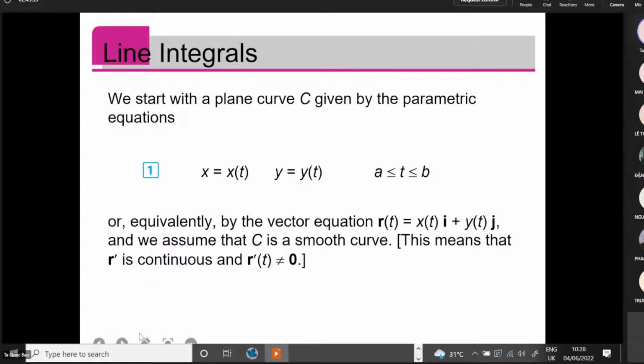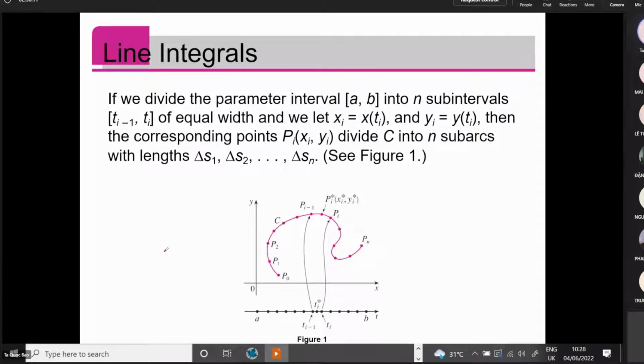So it means that x'(t) is continuous, y'(t) is continuous, and of course r'(t) is not 0. For this condition we say that C is a smooth curve. A smooth curve is smooth like this. So at every point there exist the derivatives of x and y, for all t in [a, b].